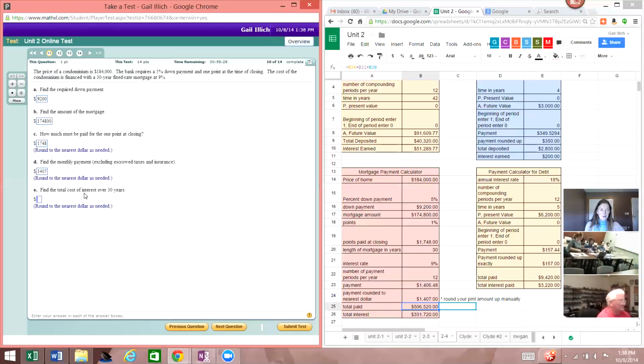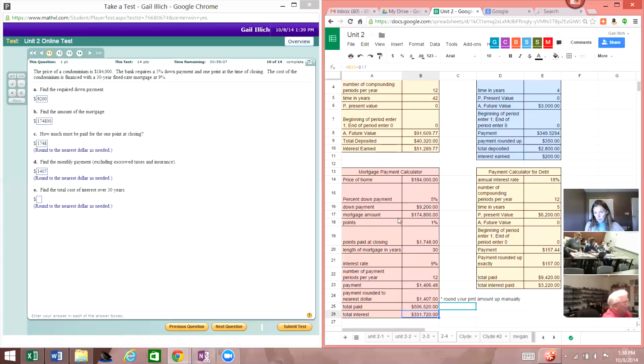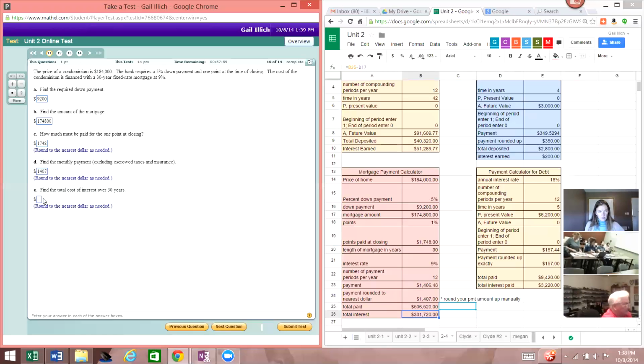All right, find the total cost of the interest over 30 years. So the total paid is going to take B24 and multiply it by B22 times B20, and then the total interest paid will be the difference between what you mortgaged and what you actually paid, the 506. So that's the 331. So 331,720.